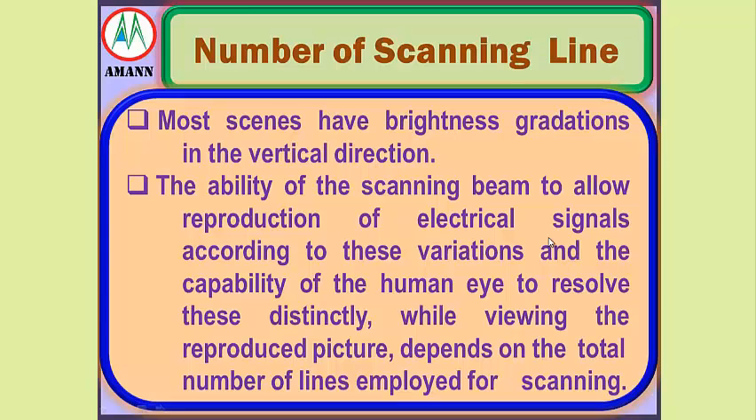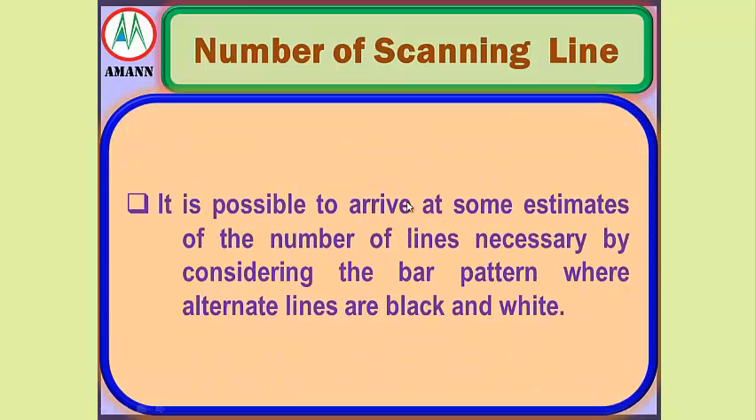The ability of the scanning beam to allow reproduction of electrical signals according to these variations and the capability of the human eye to resolve this distinctly while viewing the reproduced picture depends on the total number of lines employed for scanning. It is possible to arrive at some estimates of the number of lines necessary by considering the bar pattern where alternate lines are black and white.